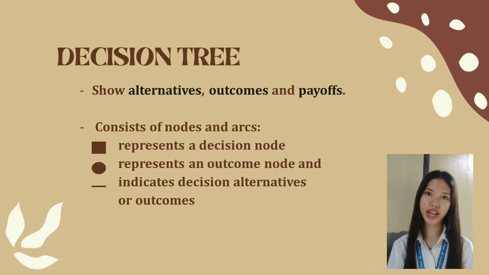First, let's define what a decision tree is. A decision tree can be used instead of a table to show alternatives, outcomes, and payoffs. Trees are much more powerful than tables, which are limited to 2 dimensions only. A decision tree consists of nodes and arcs. Square represents a decision node, circle represents outcome node, and arcs or lines indicate decision alternatives or outcomes.